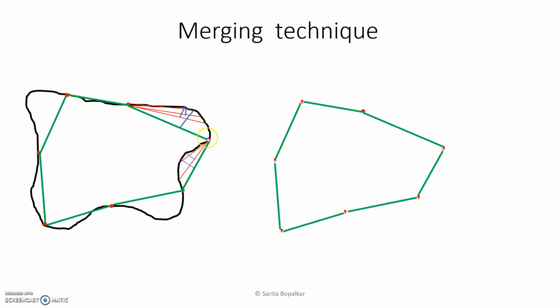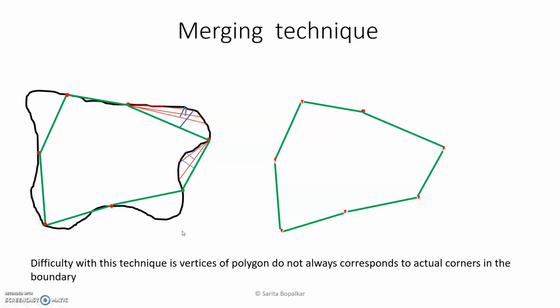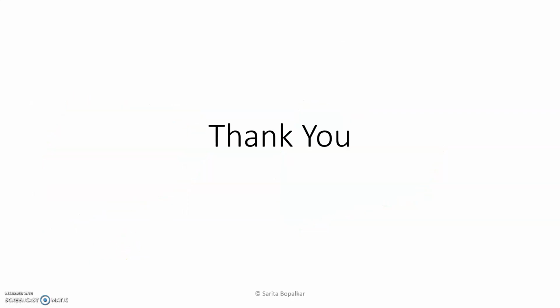Each time we are merging the boundary points till the maximum perpendicular distance from the line segment is greater than the threshold. The difficulty with this technique is that the vertices of the polygon do not always correspond to the actual corners in the boundary. Means these vertices aren't at the actual corners of the boundary. So here we have discussed 3 different polygonal representation methods. First one is minimum perimeter polygon, then the splitting technique, and the merging technique. Thank you.